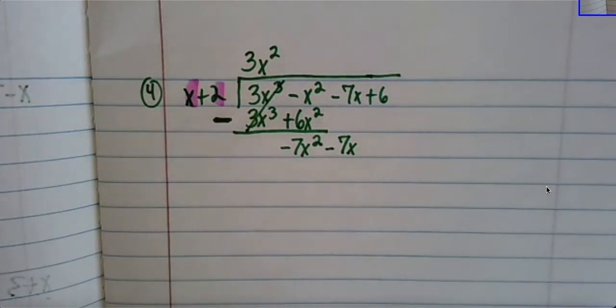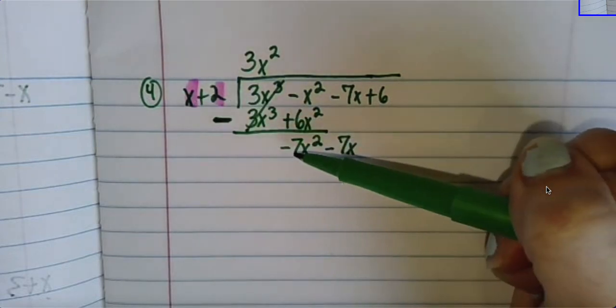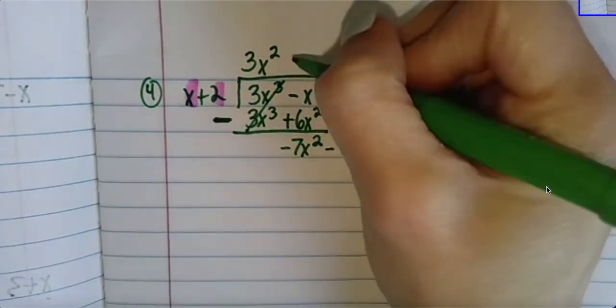Remember, we're always subtracting every time, just like we did in long division in 4th grade. Now, what am I going to multiply times x to give me a negative 7? Well, a negative 7.